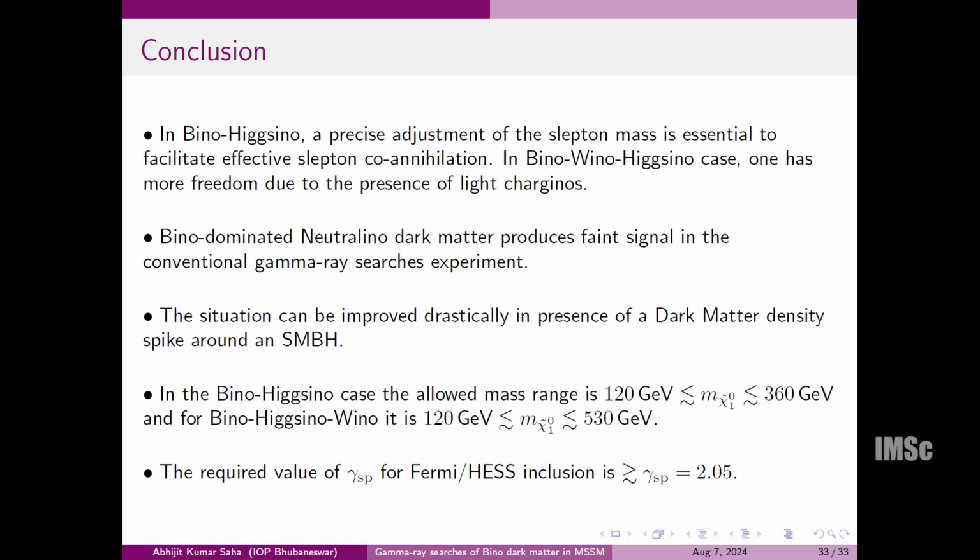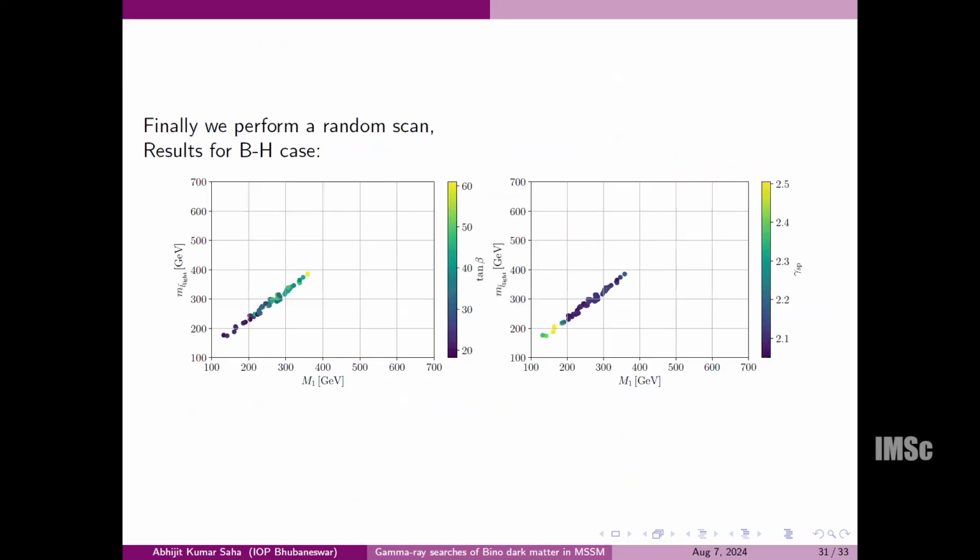So what is the direct detection prospect for these? You have a Bino-dominated dark matter. Yes. When you have pure Bino dark matter, your direct detection cross-section will be very small. So there could be complementary scopes. But I'm asking for the parameters that you have chosen. Is it still allowed? Yes, it is still allowed.